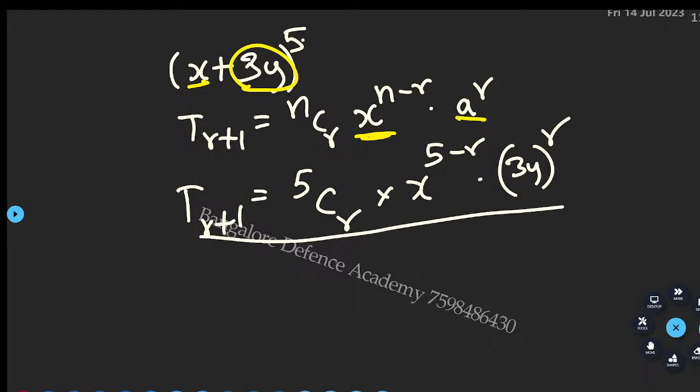If you understand this, then I can go forward. Are you able to do it? Let me see how many of you can do it. Take down (p plus 2q) to the power of 7. Write the general term.